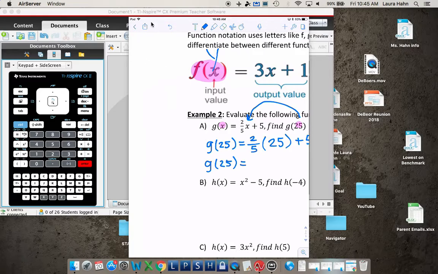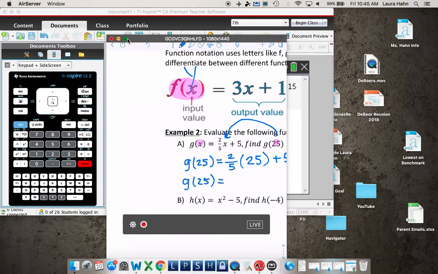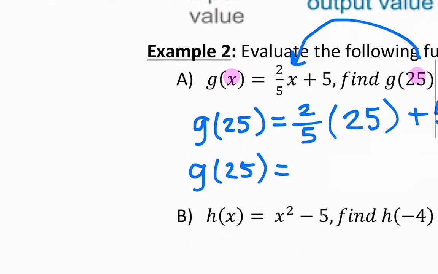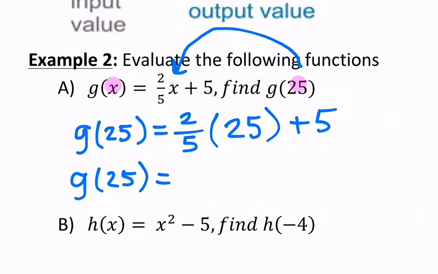All right, so the calculator told us that was 15. So really, when you're evaluating a function, I know this value is my x, so I had to plug it in for x, and then I calculated. 2 over 5 times 25 plus 5 gave me the 15. So remember, this means y equals 15 when x is 25.